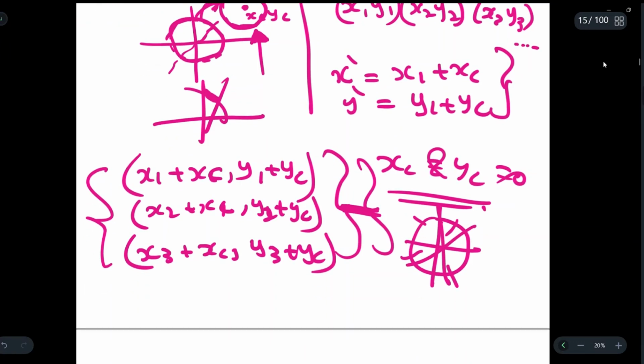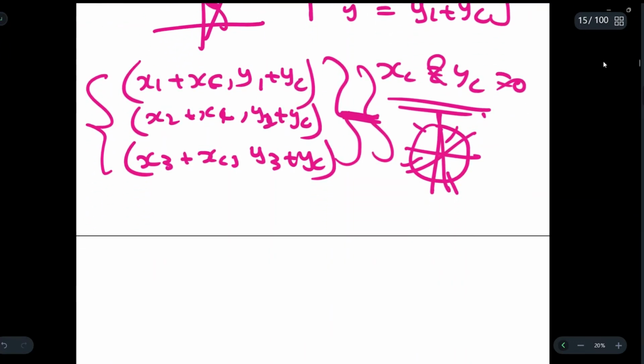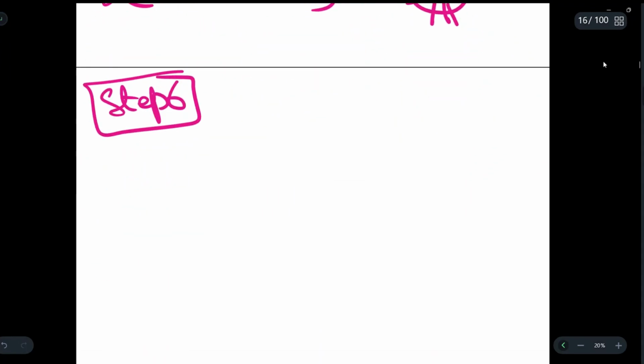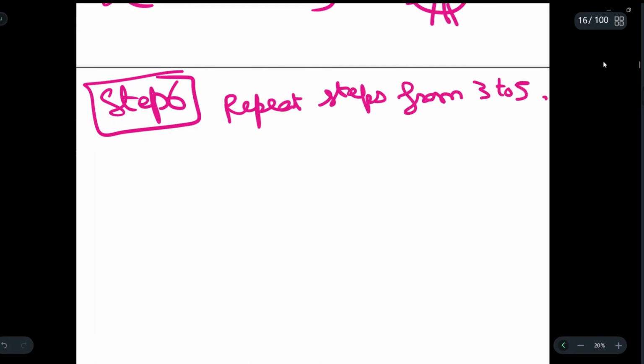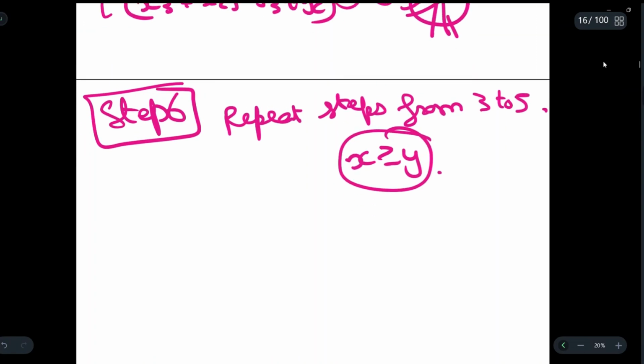Now let us move on to the last step, that is step 6. Step 6 just tells us which steps are to be repeated and until when. That is, repeat the steps from 3 to 5 till x is greater than or equal to y. This is the condition till when we have to perform our question.